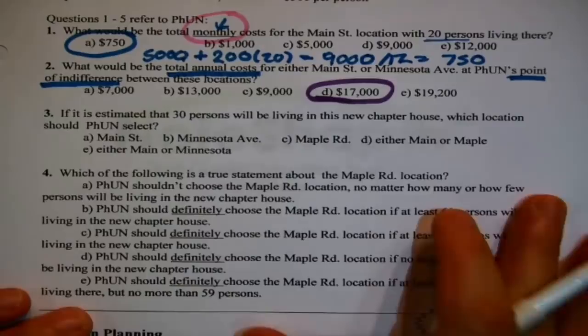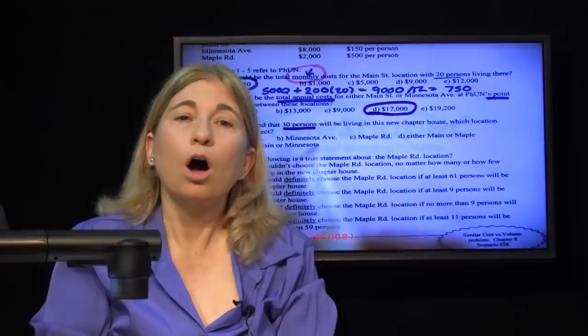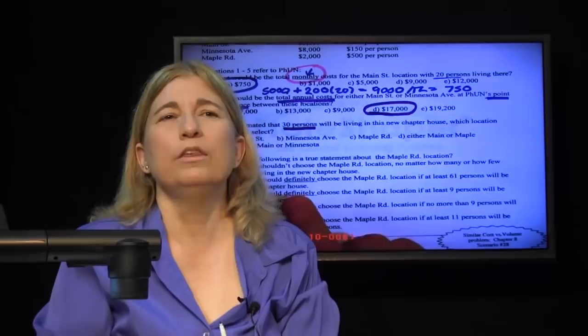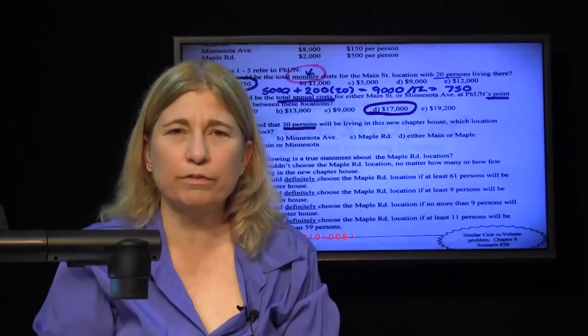If it is estimated that 30 persons will be living at the new chapter house, which location should Fund select? You don't need a graph for this either. This question is similar to what we were calling the easy case in class, where you're trying to pick a location and somebody is telling you the volume. There'll be 30 people living there. You don't need a graph. You just need a little contest between each of the three locations.